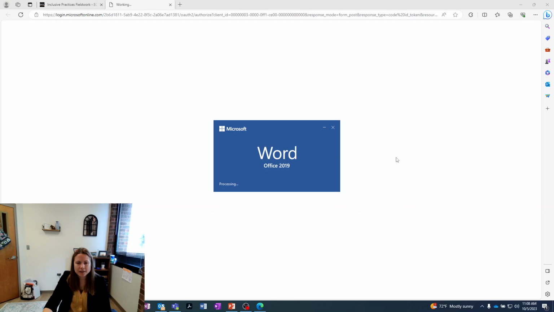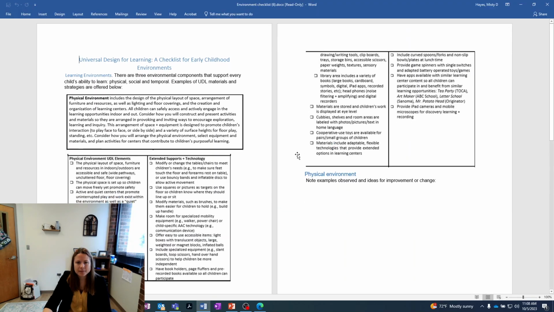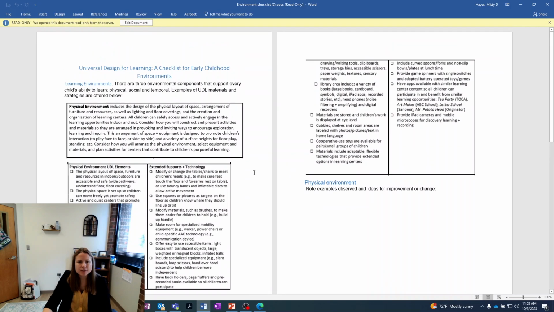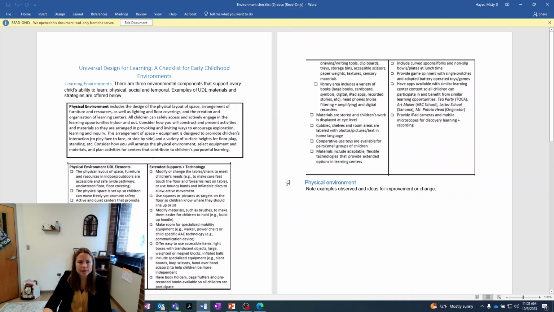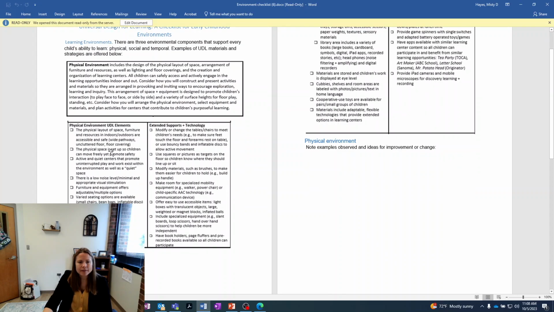Taking a minute to load, guys, sorry. Okay, so have this checklist open with you when you're doing this. Make sure that you are seeing and looking at, okay, the physical environment, okay? So there are 3 environments in the Universal Design for Learning that support the child's ability to learn. We've got physical, social, and temporal. This gives you examples of those, and the elements and the supports that would be following that.